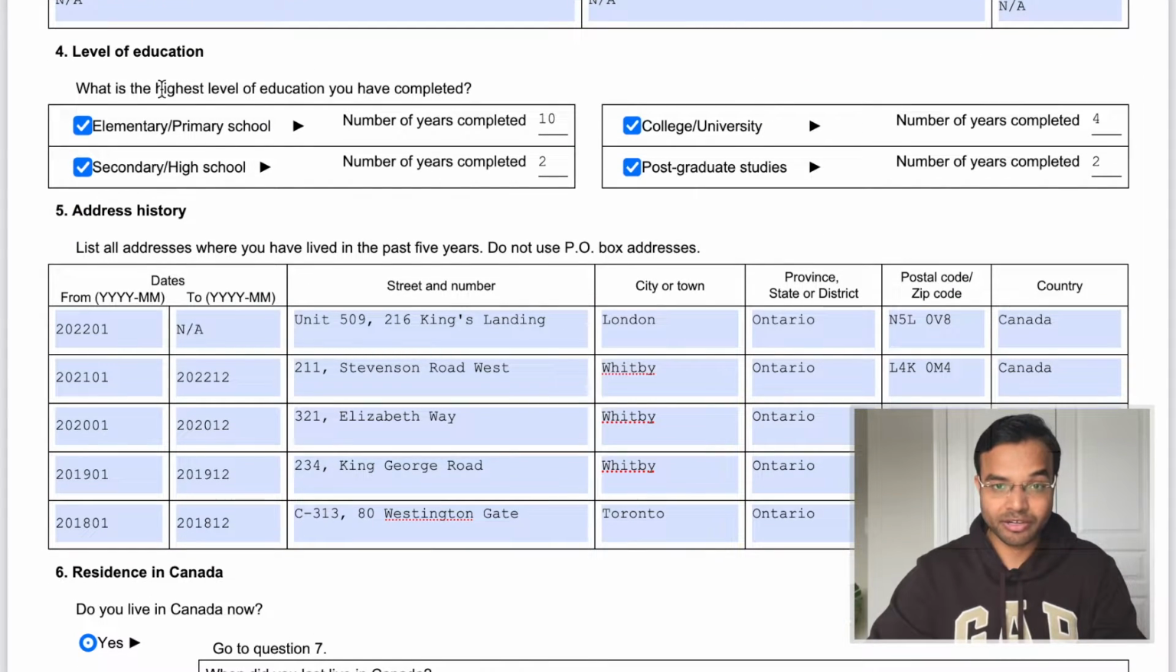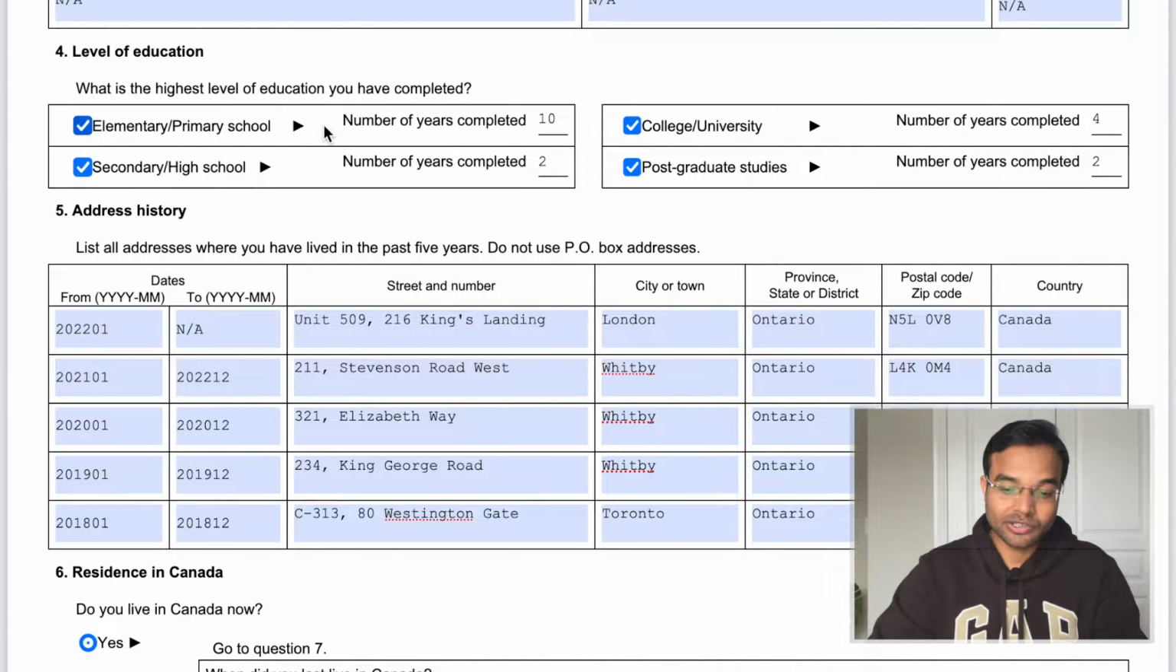The next question is level of education, which is for the sponsor. As a sponsor, I have done my schooling, my high school, my engineering, and also my master's. So in my case, all 4 checkboxes were relevant. I did primary school 10 years, high school, which is 11th and 12th, 2 years, college/university engineering 4 years, and postgraduate studies 2 years. So that's the detail about here.